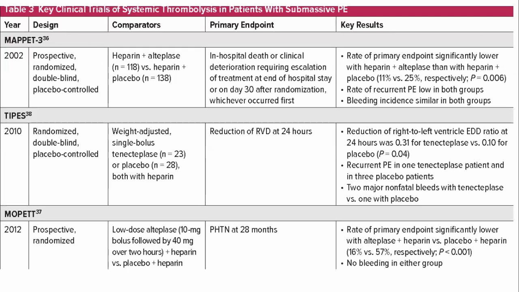And you can see there's the MAPPET, the TIPES, the MOPETT, and they all looked at reduced dose regimes from the traditional 100 milligrams we give for PE patients. They're looking at 50 milligrams. Should we do 25 milligrams? Should we do an 8, 16, 24 milligram infusion? And most of the endpoints are either 30-day mortality, or is there evidence of right ventricular dysfunction or pulmonary hypertension? Okay.